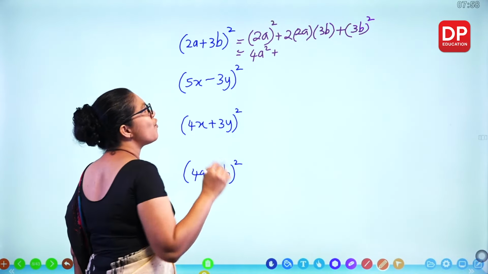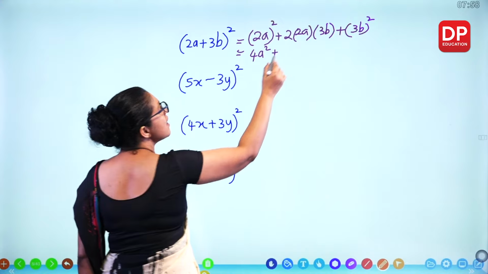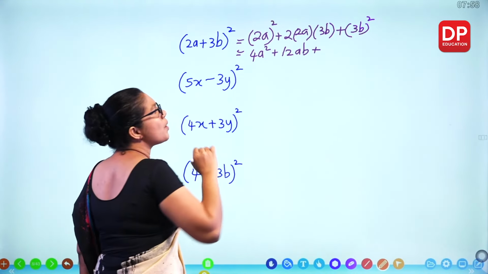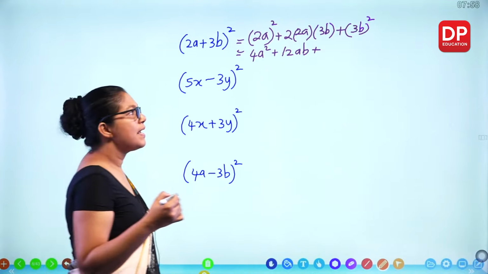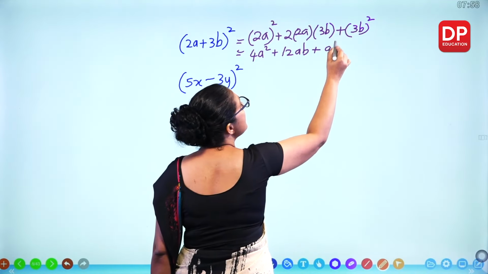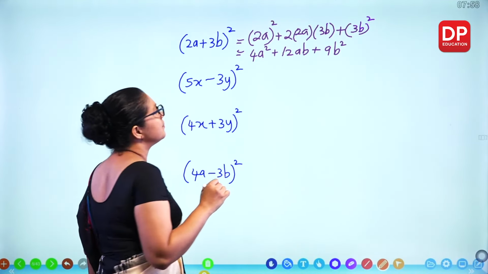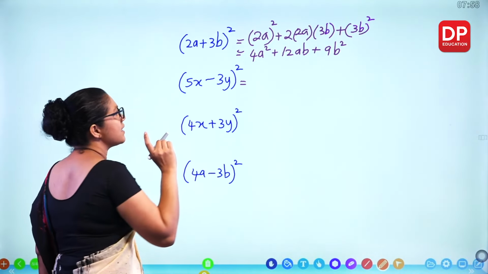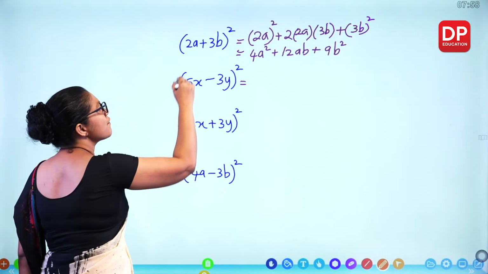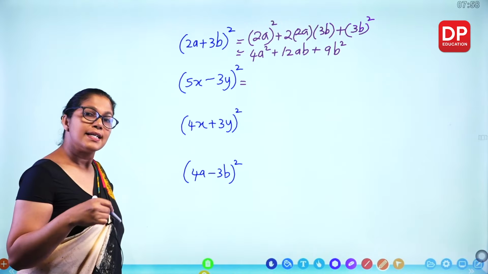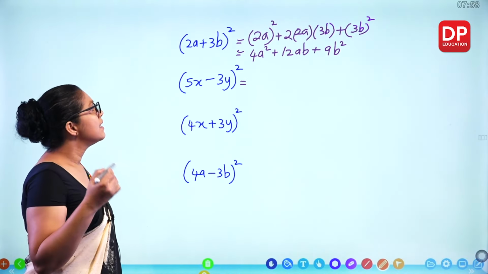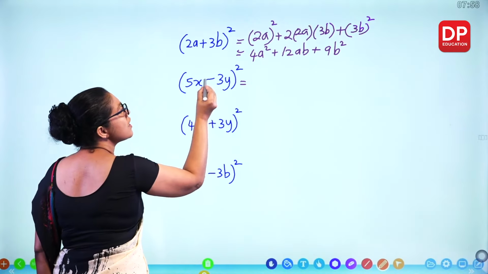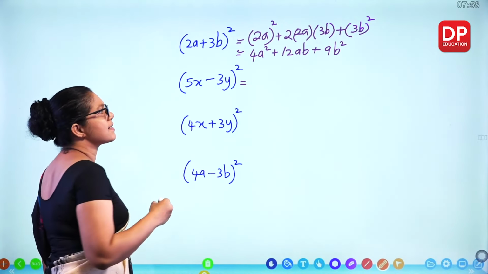2 times 2, 4. 4 times 3, 12ab. And this one, 3b times 3b, you get 9b squared. Now try this one. Make sure that you put brackets. So we can take first term as 5x, second term as minus 3y. So make sure that you take this sign for the last term.